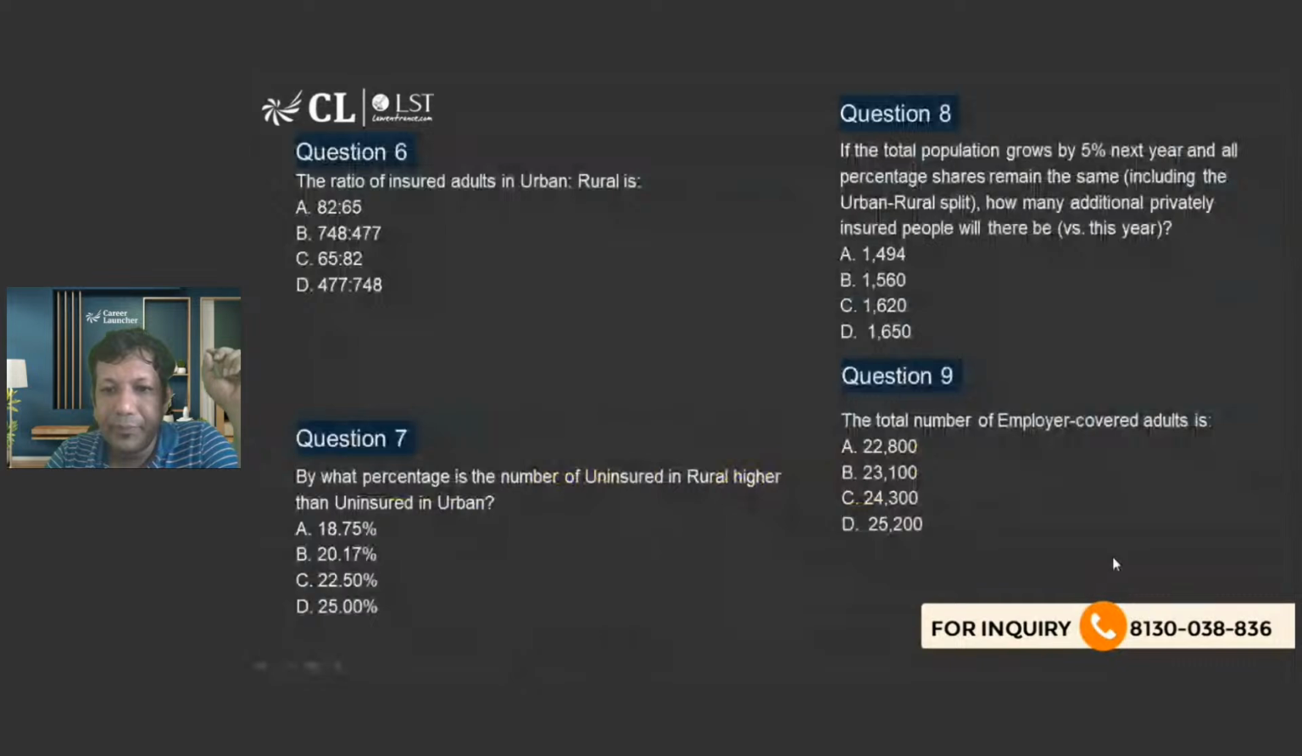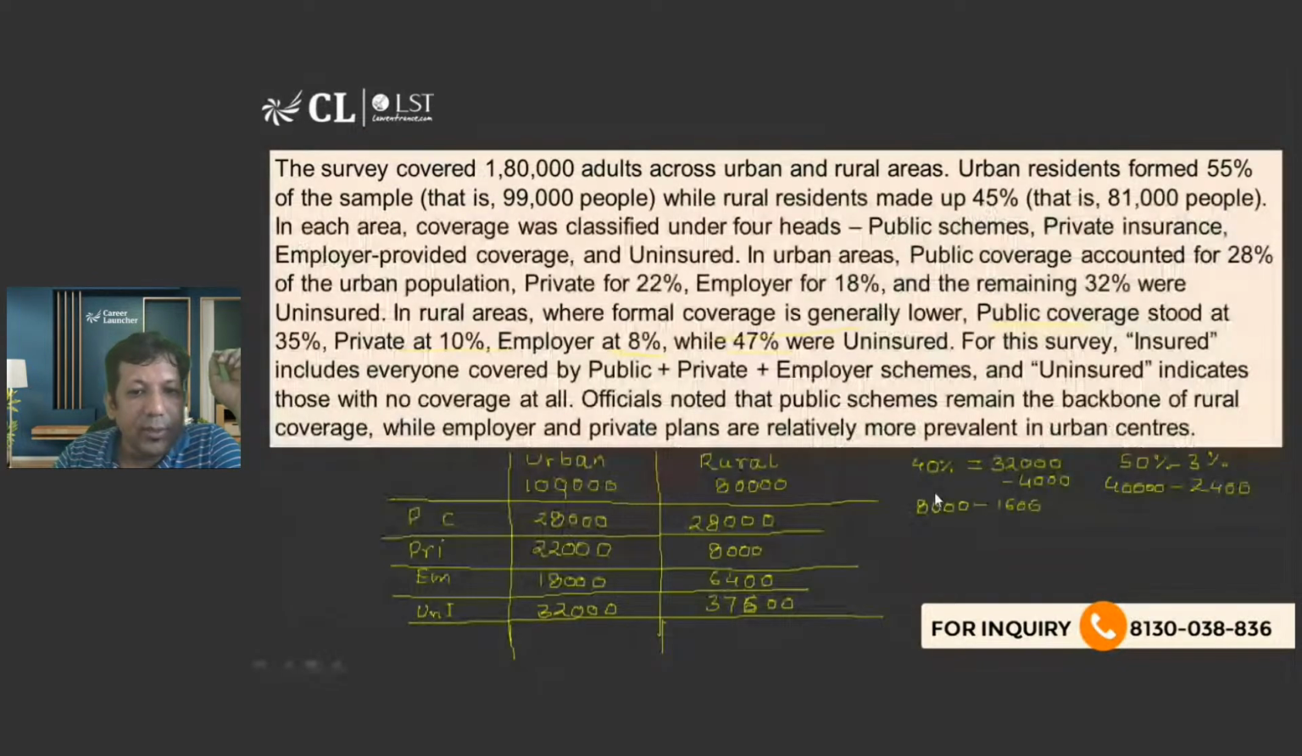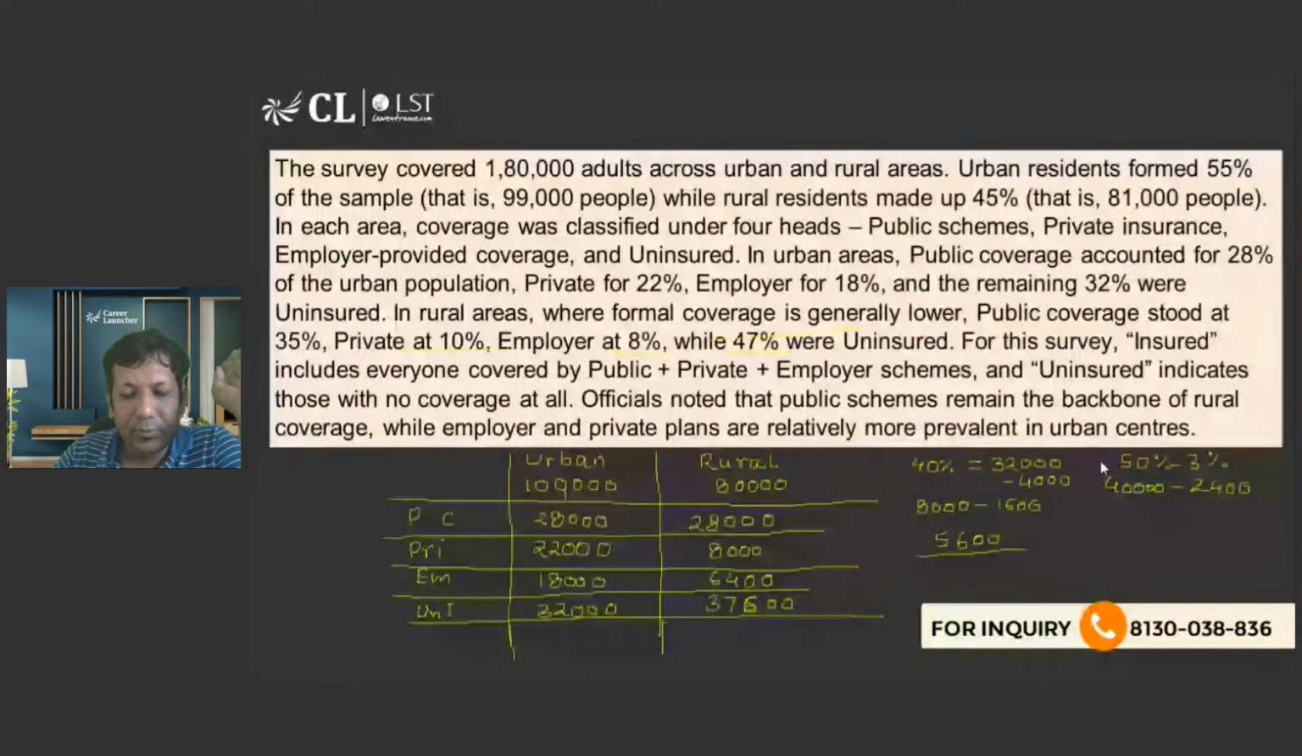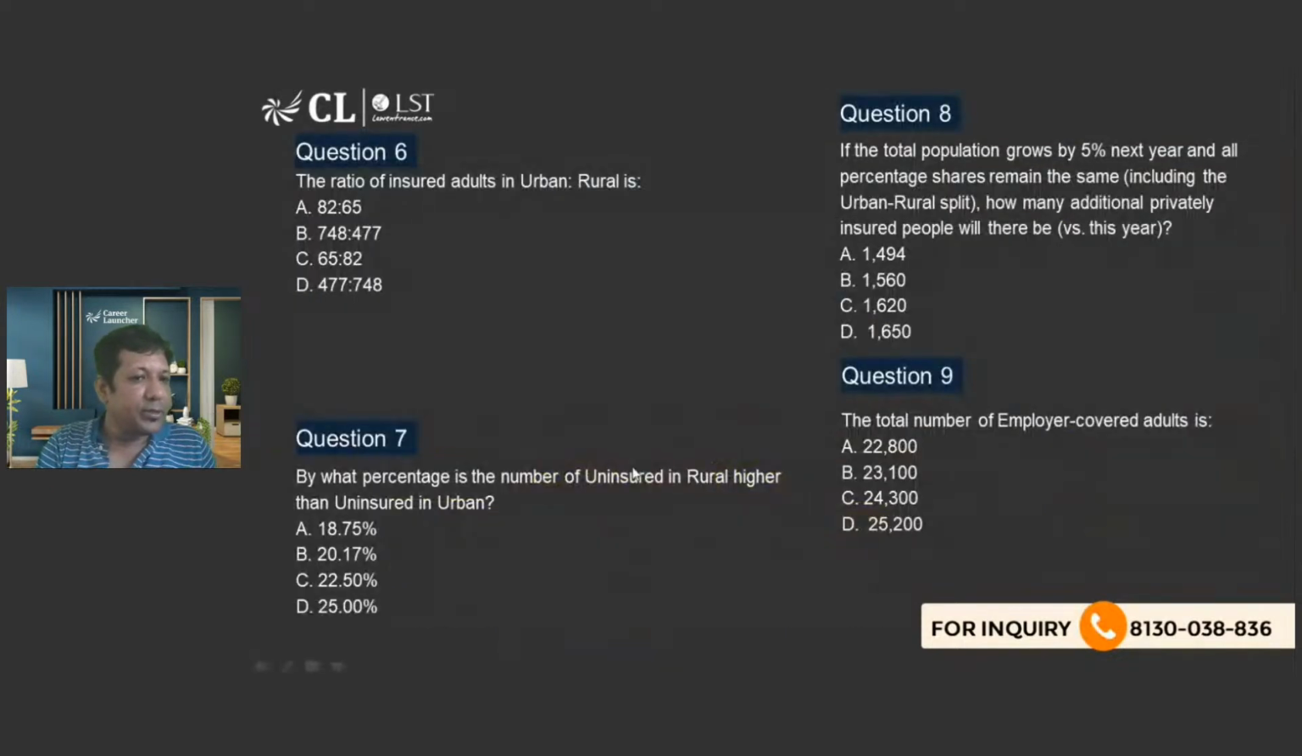What is the difference we are going to see? That is 5,600. Divide by the base, which is urban, so divide by 32,000. What is 10% of 32,000? That is 3,200. 20% is 6,400, and this number is 5,600. It means my answer should be a little smaller than 20%. Agreed? So smaller than 20%, which answer are we getting? That is option A. Clear?